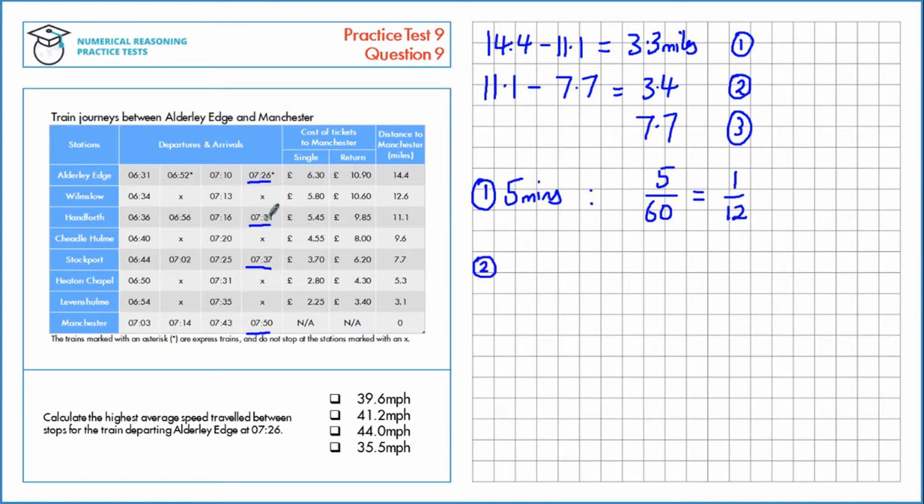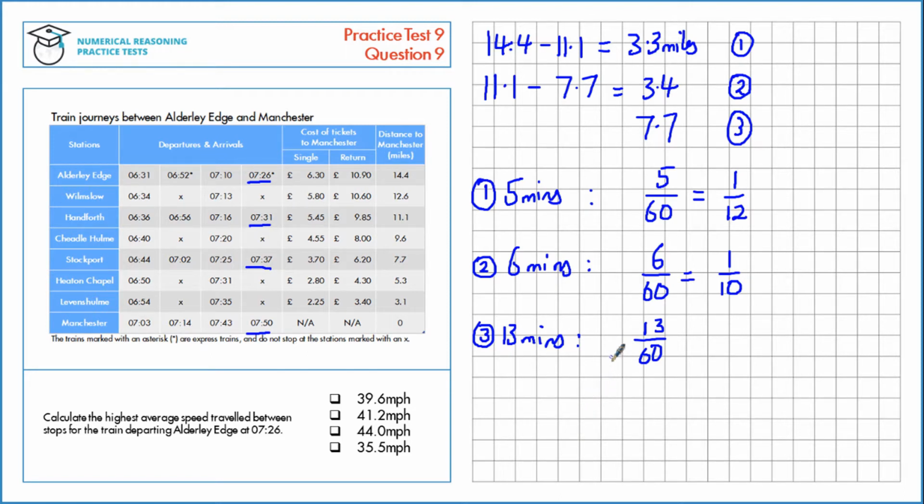For the second part, between Handforth and Stockport, we notice this is 6 minutes. And we can do the same again. 6 minutes divided by 60 minutes in an hour is 1/10 of an hour. Finally, for part 3, which is Stockport to Manchester, this is 13 minutes. And if we express that as a fraction of an hour, that's 13 over 60, which doesn't simplify.